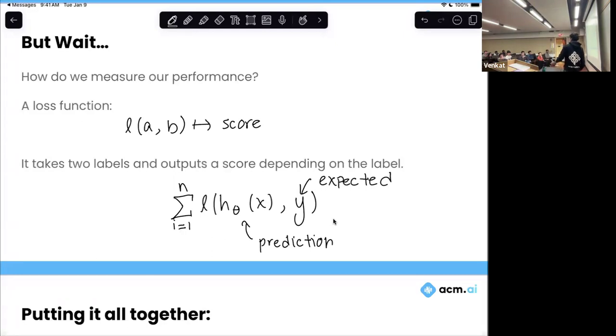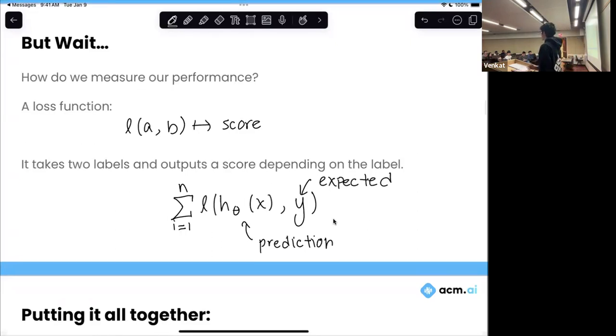If you have 1,000 samples, you take your first sample, you make a prediction, you compare it to your expected value. Now you have a loss value for that. You do the same thing for your second sample, your third sample, your fourth sample, and so on. So this is basically our entire loss function, right? And if you recall, the lower the loss, the better. The higher the loss, the worse. So what are we actually trying to do? We're trying to minimize this. Everybody clear on the formulation here?